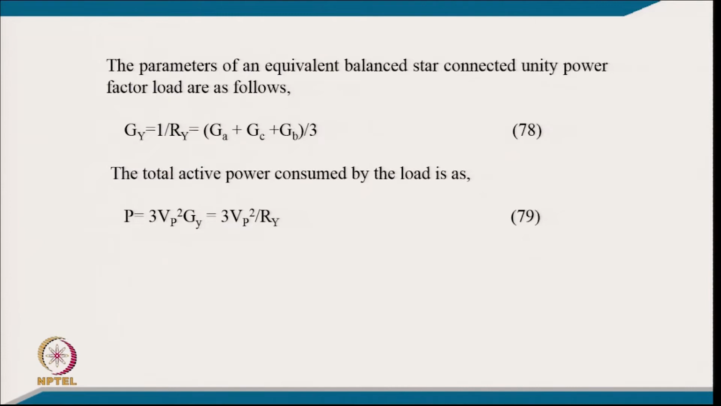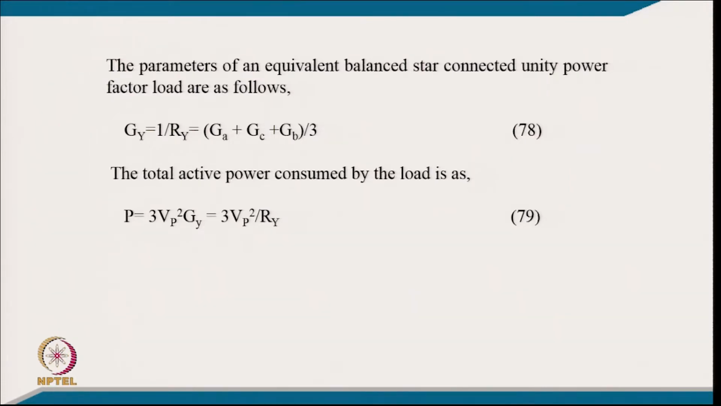After the compensation by any one condition, you find the parameters of the equivalent balanced star connected unity power factor load are as follows. The conductance of the equivalent balanced unity power factor load after putting in the compensator is G_y = 1/R_y = (G_A + G_B + G_C)/3, and the total active power consumed by the load is P = 3 V_P^2 G_y, because V_P is the per phase voltage and G_y is the per phase conductance. You can just put this equal to 3 V_P^2 / R_y.